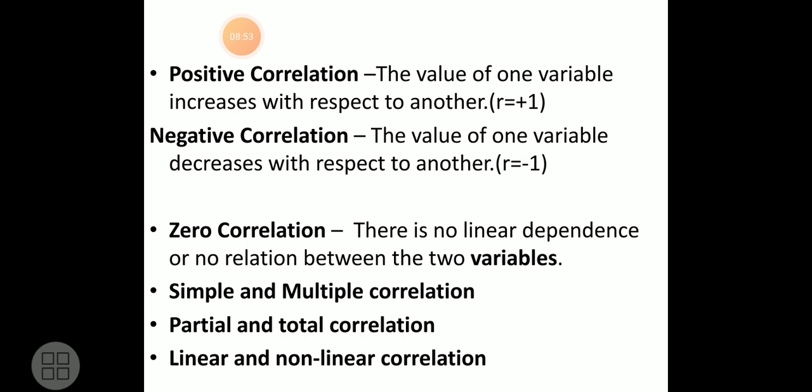Now linear and non-linear. The distinction between linear and non-linear correlation is based upon the constancy of the ratio of change between the variables. If the amount of change in one variable tends to bear a constant ratio to the amount of change in the other variable, then the correlation is said to be a linear one. I will give you an example.